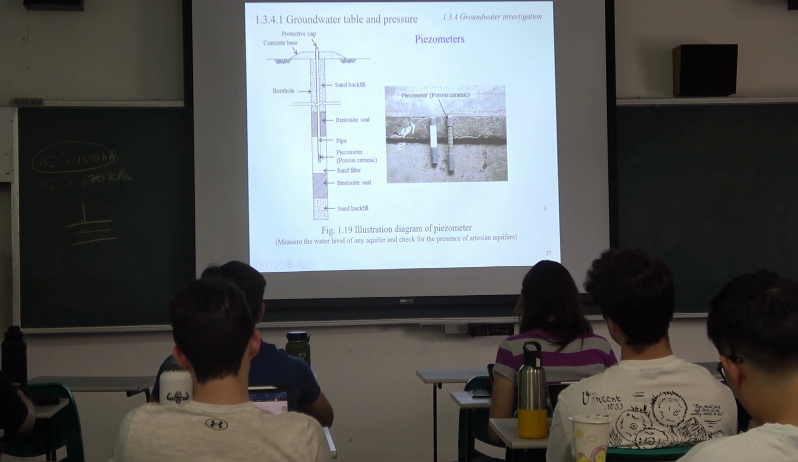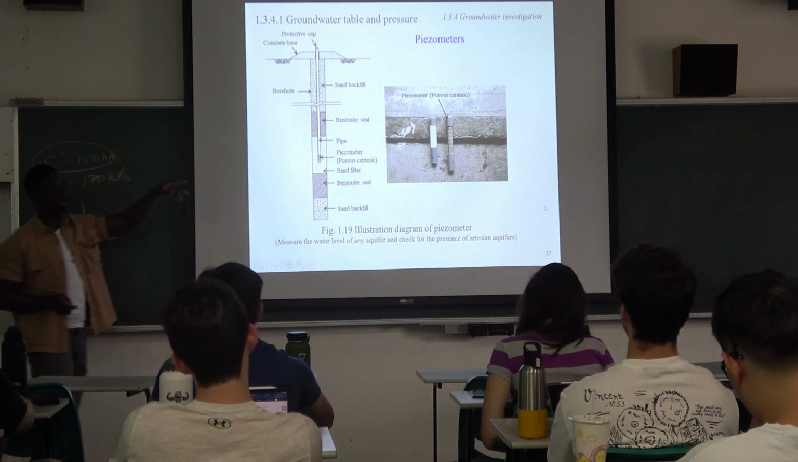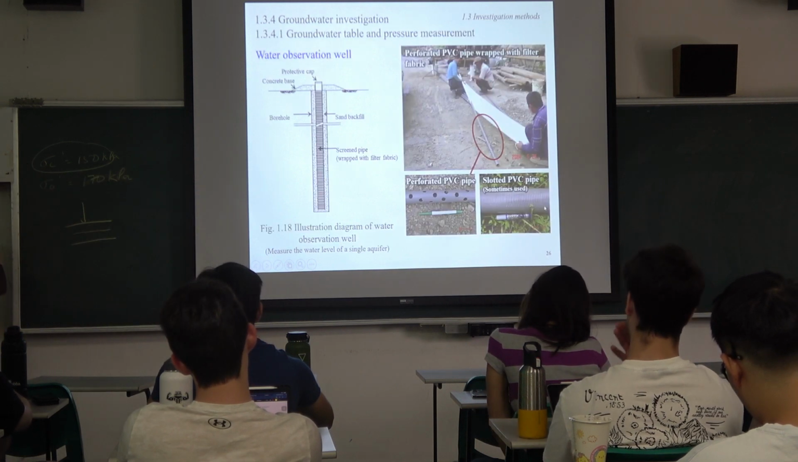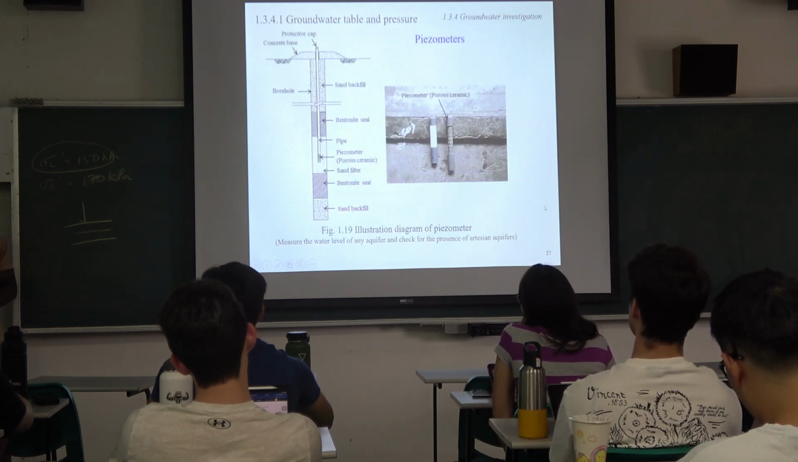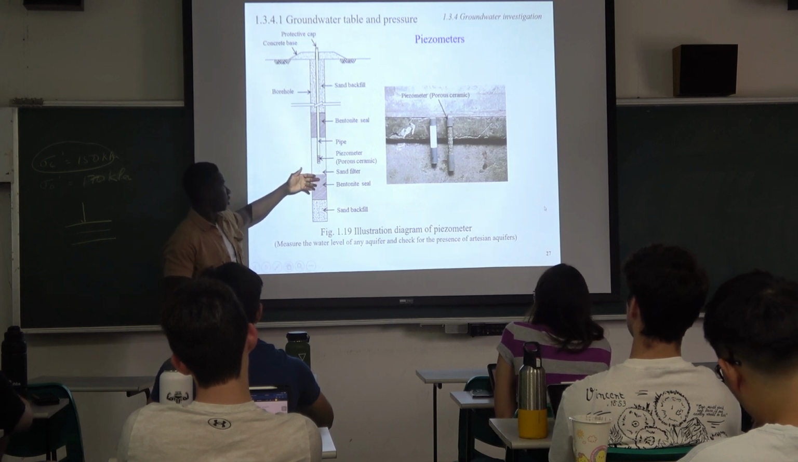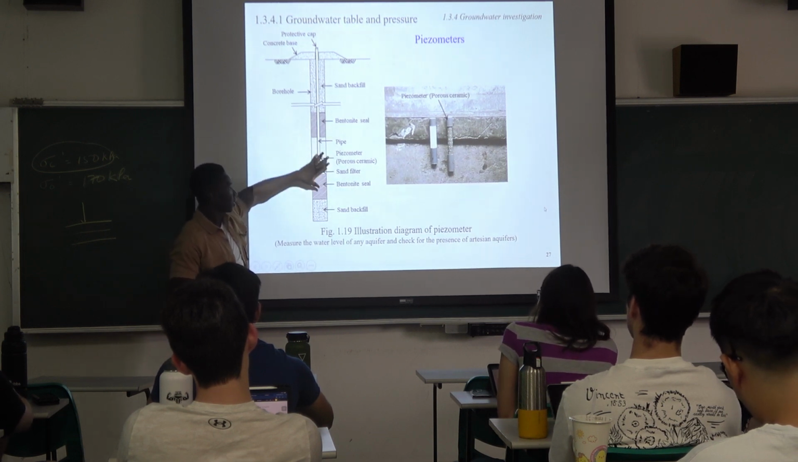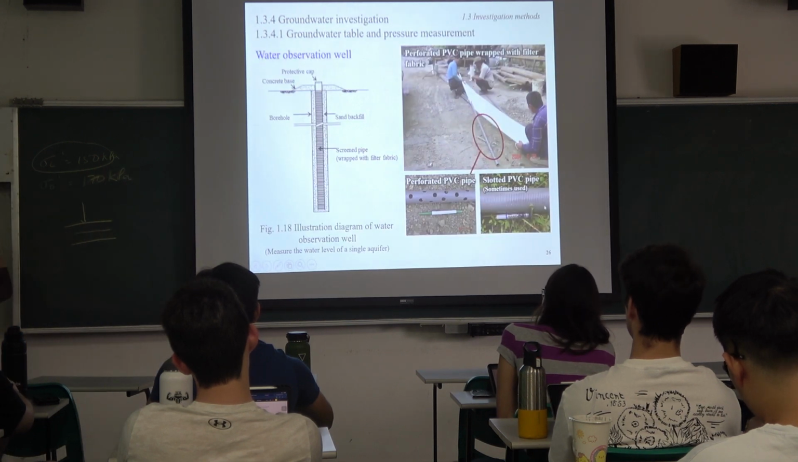Okay, and the next one is the groundwater table. This one also is pretty similar to the previous one. This one is the piezometer. They are kind of similar, but you can see the major difference between these two is this one has something here, and it has a seal here and here. And then this one doesn't have any seal.